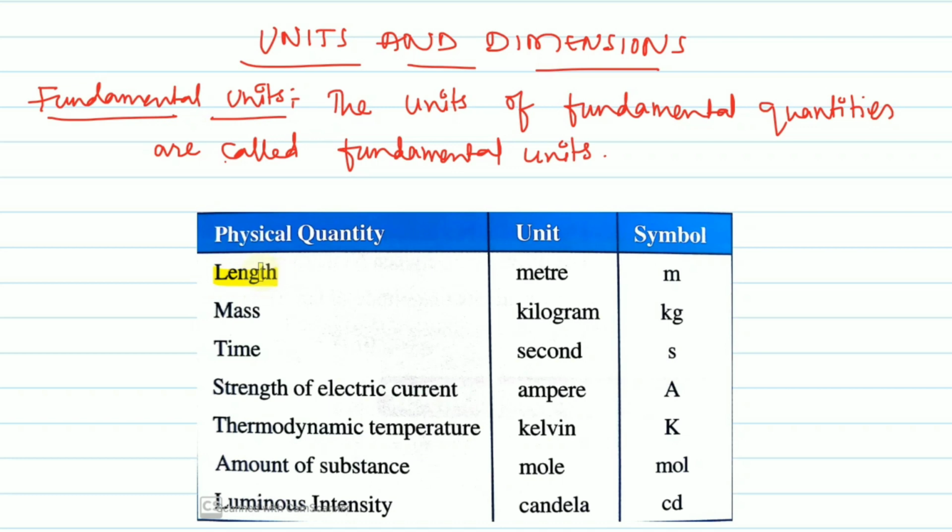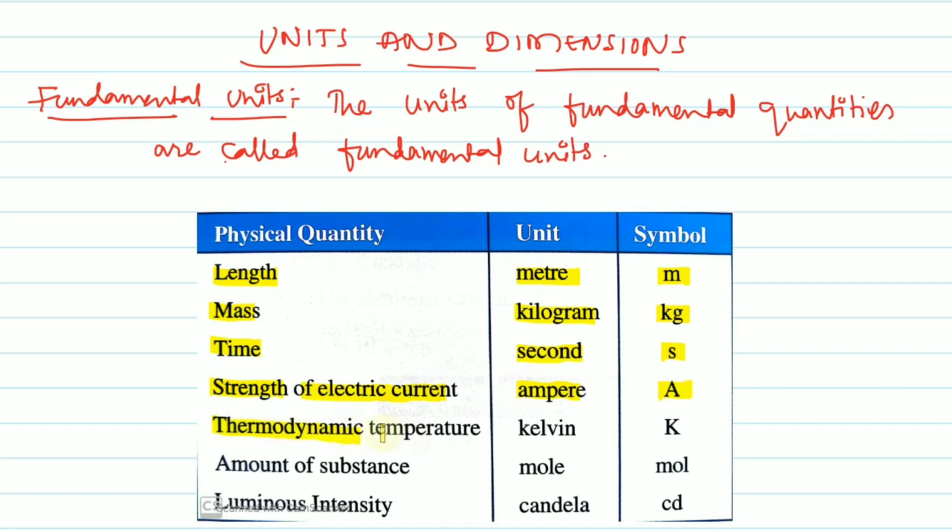We have fundamental quantity length, its unit is meter, symbol is small m. Fundamental quantity is mass, its unit is kilogram, symbol is small k, small g. Fundamental quantity time, its unit second, symbol is small s. Fundamental quantity is strength of electric current, unit is ampere, symbol is capital A.